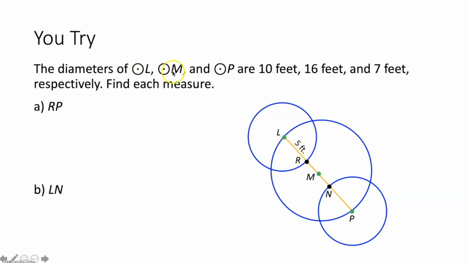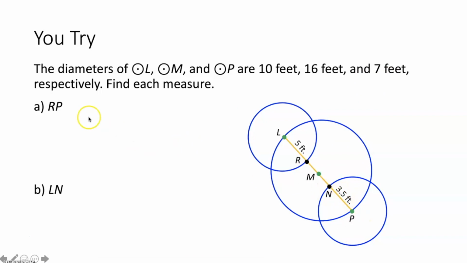This also says that the diameter of circle M is 16 feet. Well, we got a lot going on in here, so I'm not going to label that just yet. We also know that the diameter of circle P is 7 feet. So over here, circle P, we know the diameter is 7 feet. That means that the radius would have to be the diameter divided by 2. So the measure of segment PN, or NP over here, would be 3.5 feet.